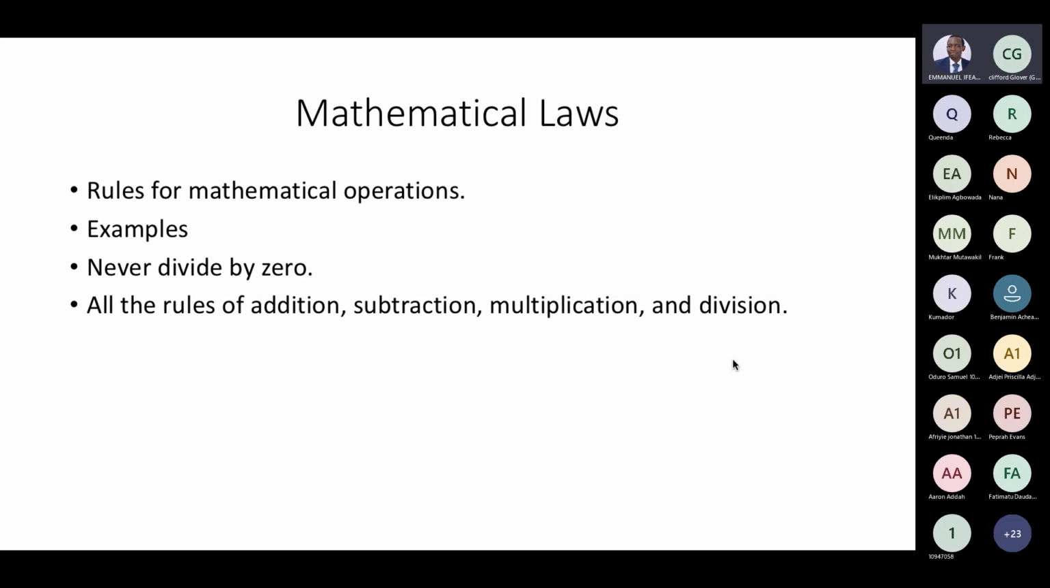Then we have mathematical laws, which are rules for mathematical operations. Examples: never divide by zero. That's a mathematical law. And then all the rules of addition, subtraction, multiplication, division, and others in mathematics. Those are mathematical laws.